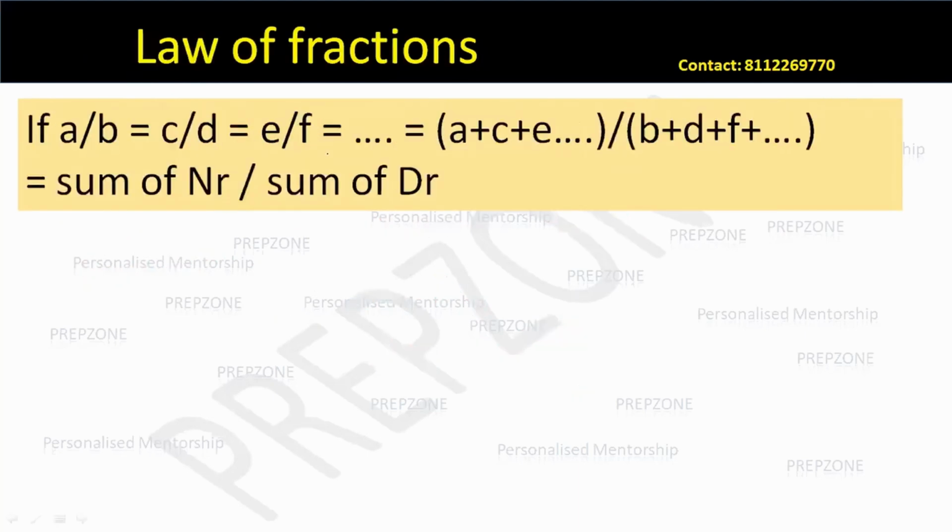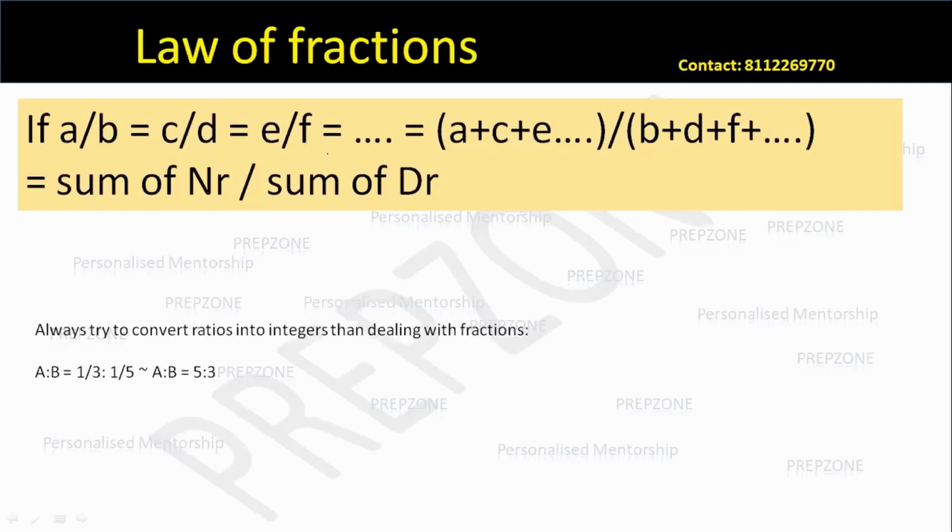So next question. No, not a question, but a property. Law of fraction. If A by B is equals to C by D is equals to E by F, then that will also be equals to A plus C plus E, the sum of the numerators, divided by the sum of the denominators. Okay.